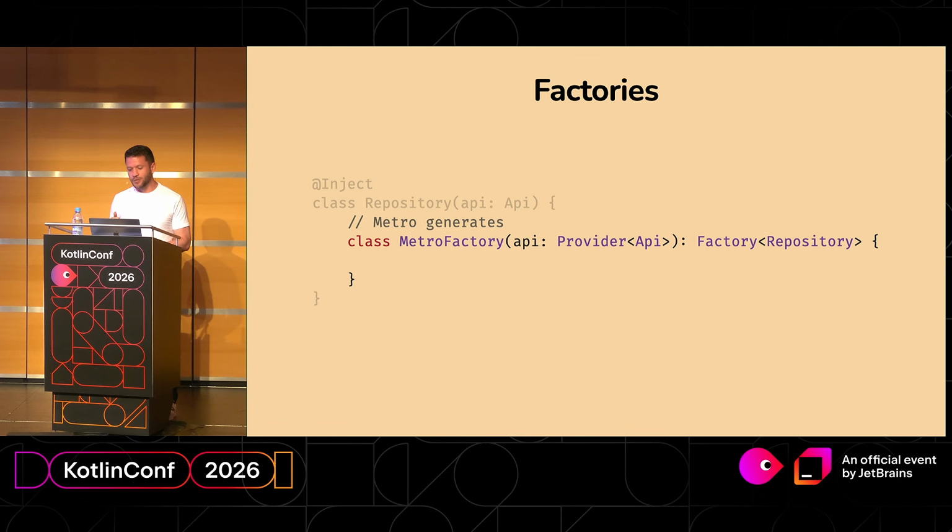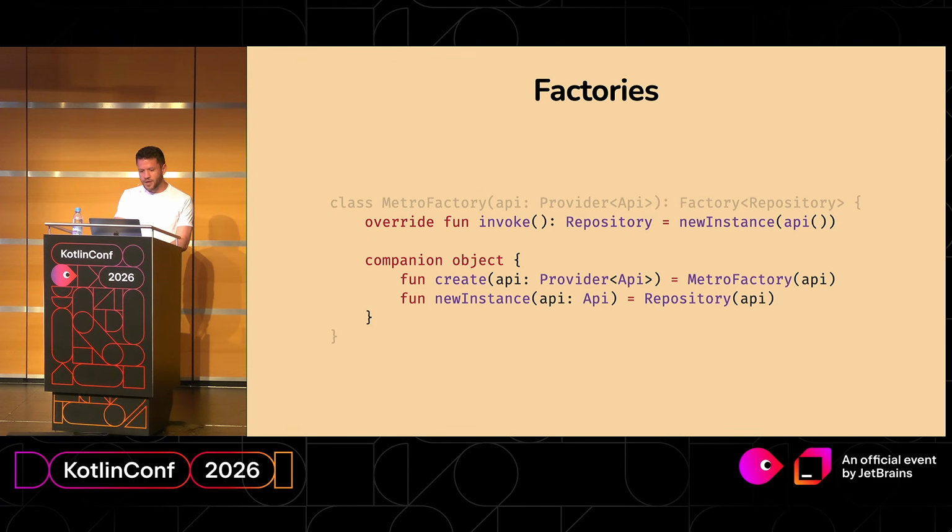One of Metro's fun features is that it can deal with private signatures, and this is how we do it, because nested declarations can access the private internals of their enclosing class. Factories, in general, have mostly the same structure. They override invoke that it inherited from provider, plus a couple of static creator functions.